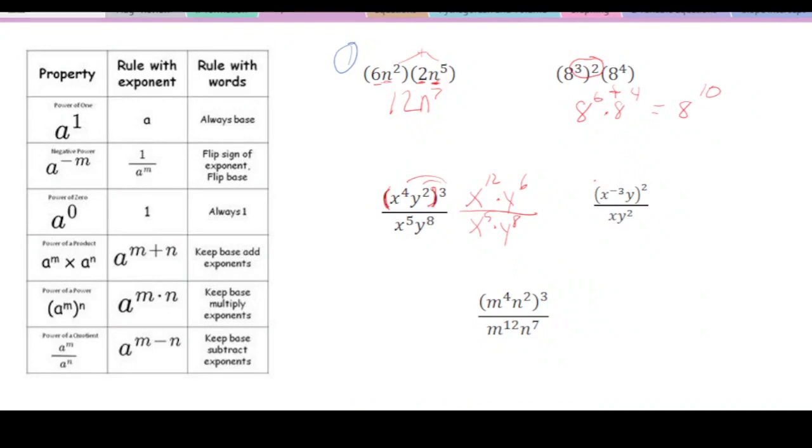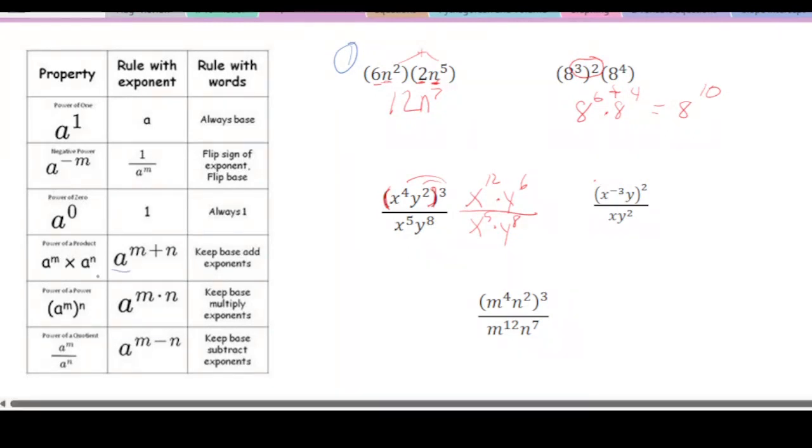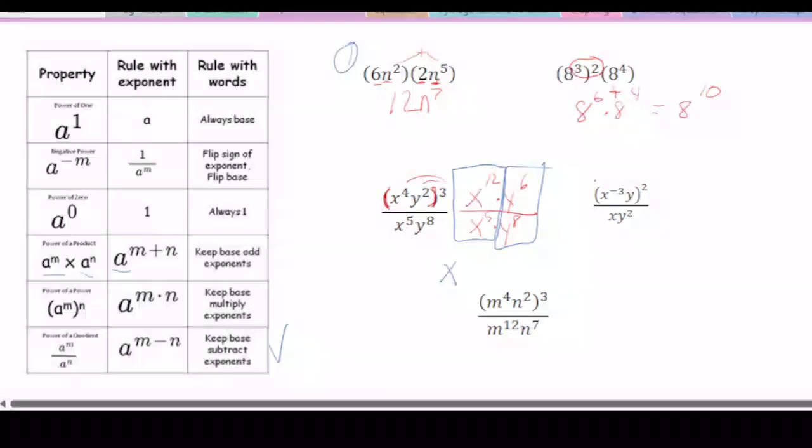Now remember, all of these rules have to do with the same base. The bases have to be the same in order for us to use these rules. So I can't apply the rules to x over y, but x over x I can, and y over y I can. And this is the division rule. And the division rule says I keep the base the same and I subtract the exponents. So this will turn into x to the 12 minus 5, and then y to the 6th minus 8.